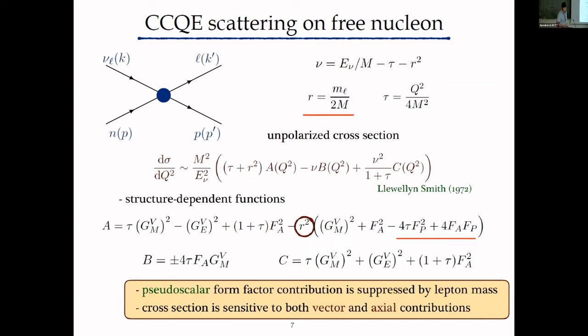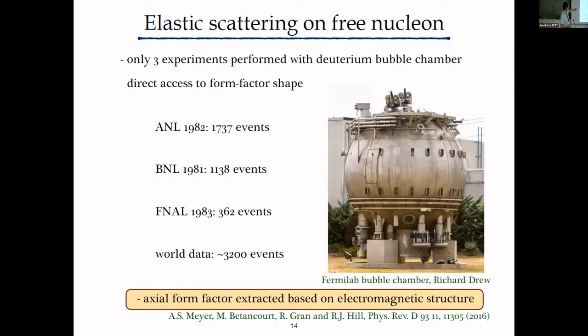The other important point is that both the axial and vector form factors enter with similar coefficients. That's why knowledge of both of them is very important for neutrino scattering cross sections. Right now, since we take vector form factors from electron scattering, with some pieces from atomic spectroscopy, we are limited by knowledge of this process due to the axial form factor. The main data is pretty old and not very detailed. It comes mainly from three experiments. There are around 3,000 events, and there are quite a lot of analyses of this data.